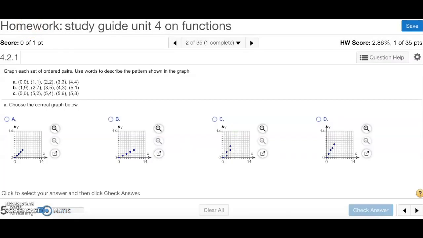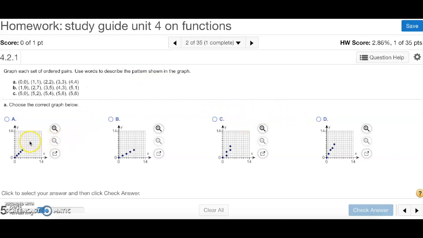Number 2, it says graph each set of ordered pairs. Use words to describe the pattern shown in the graph. So these 4 graphs go with A. Notice how all the x values are increasing by 1 and all the y values are increasing by 1. That means our graph is going to be a line. That means it can't be C or D.